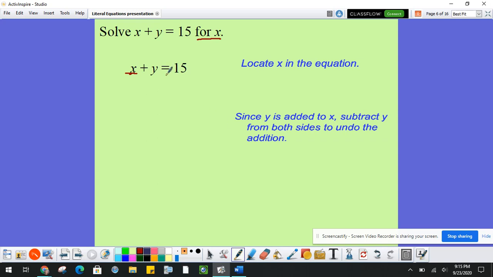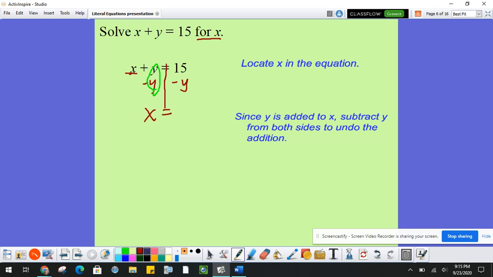So I'm going to do just like I did in Unit 1. I'm going to separate on the equal sign, and I'm going to do the same thing on both sides. So I'm going to subtract y so that x will be by itself, and I'll have to subtract y on the other side of the equal sign. Now, just like we were doing the last couple of weeks, these two y's are going to cancel out, being a big 0. What's going to be left is x.